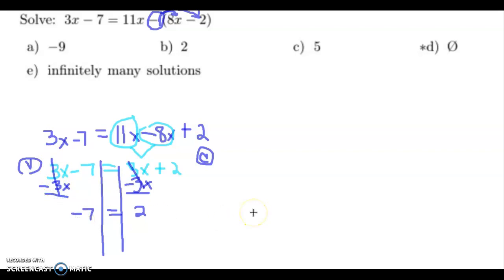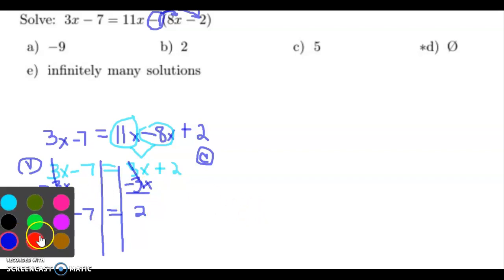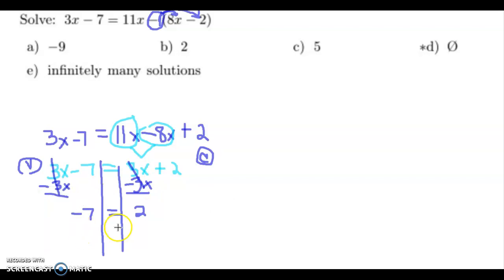Now when I look at this equation, it says negative 7 equals 2. Well, I'm hoping you're looking at that saying there is no possible way negative 7 equals 2. They are not equal to each other. And because they are not equal to each other, there is no solution.